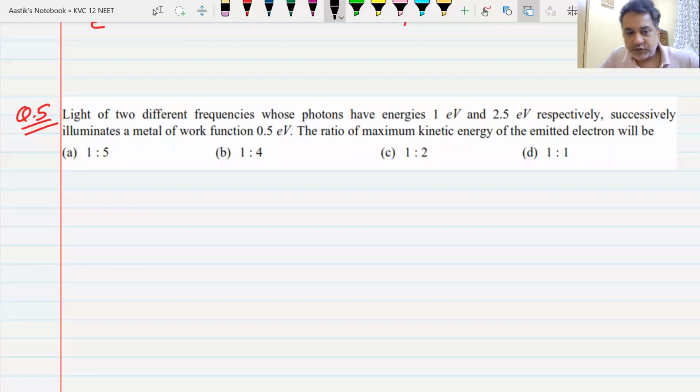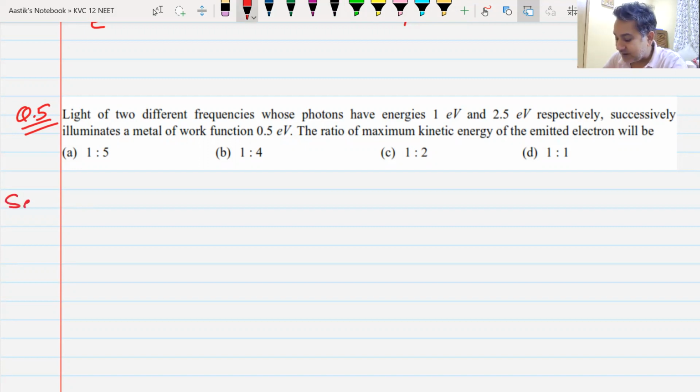So let me do it for you. Light of two different frequencies, having photon energies 1.5 and 2.5, successively eliminates electrons from a metal of work function 0.5. What is the ratio of kinetic energy? So you just have to find the ratio of kinetic energy.